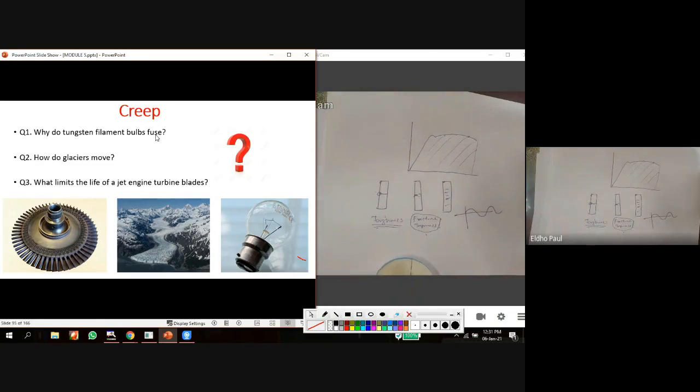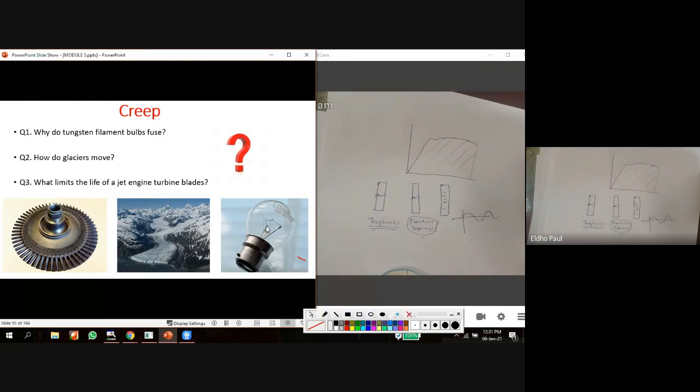Where do tungsten filament bulbs fuse? You have used tungsten filament bulbs in your home earlier, haven't you? So tungsten filament bulbs fuse after some time. What is the reason for that? There is a life for tungsten filament bulbs, and the main reason for the failure of this bulb is the tungsten filament fusing. What is the reason for the filament fusing? Anyone?